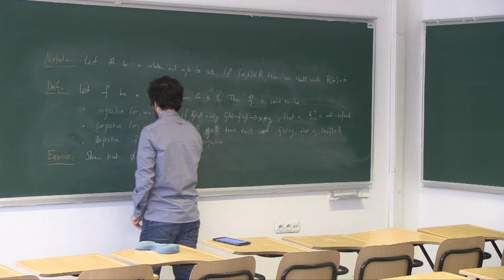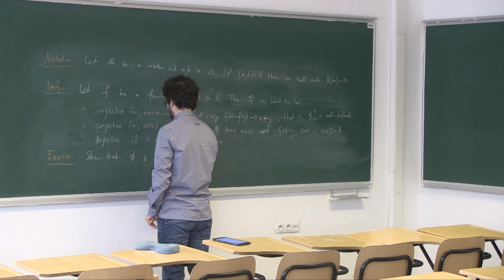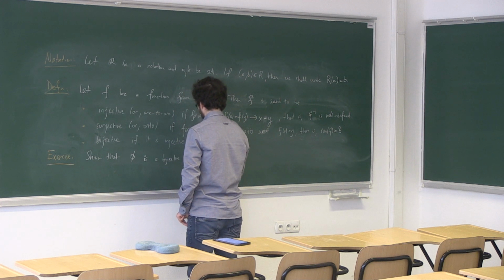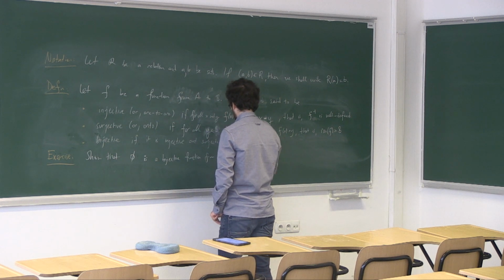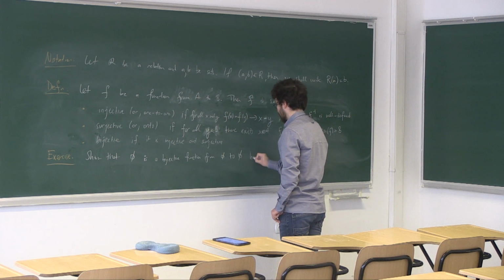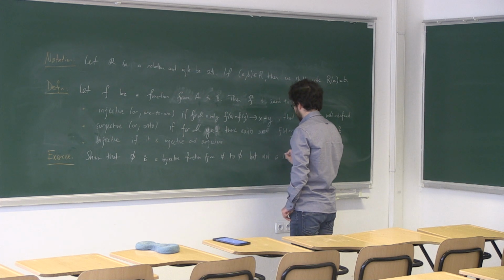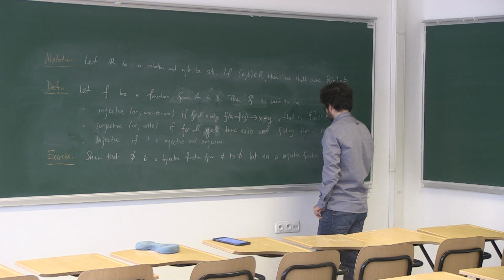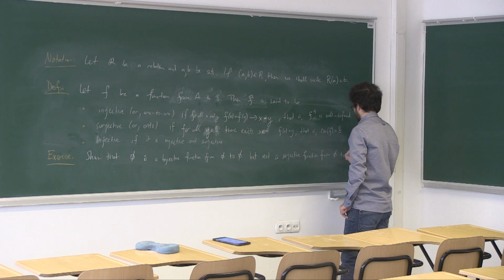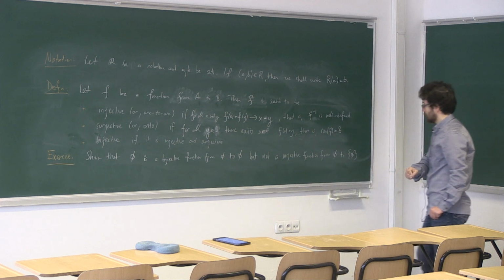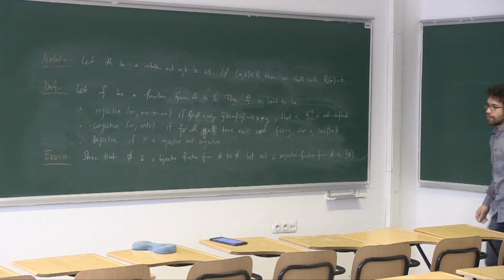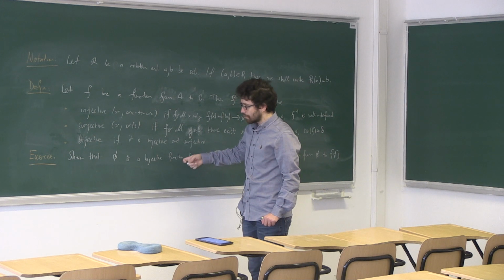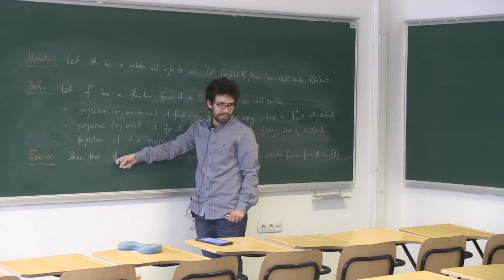Show that empty set is a bijective function from empty set to empty set, but not a surjective function from empty set to a singleton empty set. Okay? So empty set satisfies that property over there, and we just saw that, so it means that this is a function.